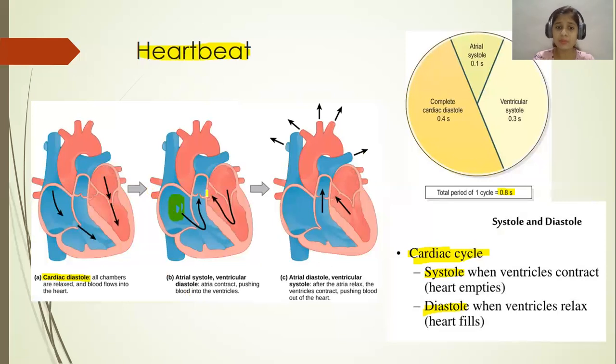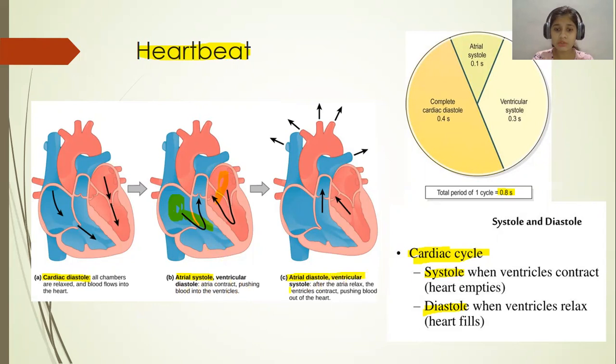Once the atrium is filled completely, the atrium will contract. That is, atrial systole will happen. The ventricle is still in diastole, so the blood will enter the ventricle from the atrium when the atrium contracts. The atria contract, pushing the blood into the ventricles. Then we will have the atrial diastole, that means the atrium is going to relax, and ventricular systole.